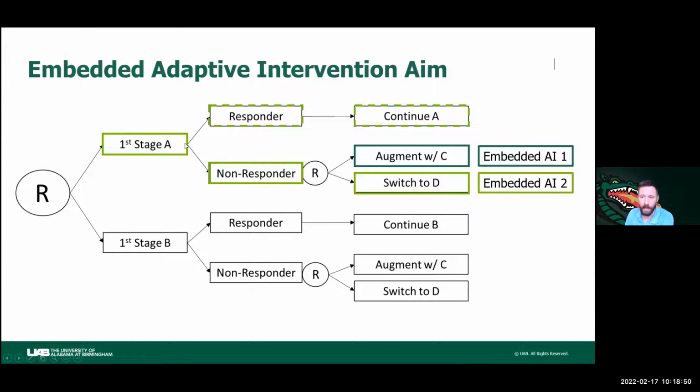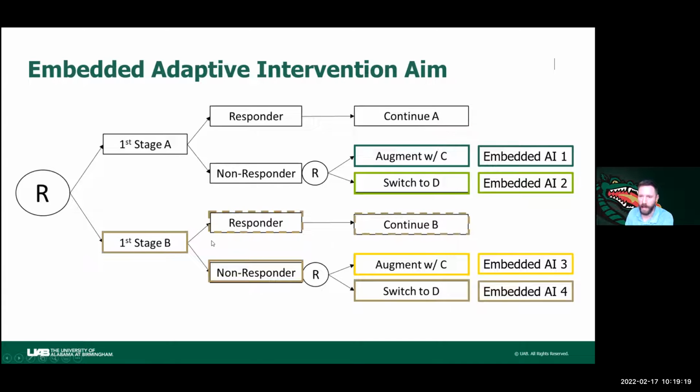All right, so the second embedded AI starts the same way with intervention A. And you can see here that those responders continue with A just like they did in AI 1. So this is that sharing of responders issue that I talked about. The difference here is that non-responders to stage A are then switched to D rather than augmenting with C. The third embedded AI starts with B, responders continue, non-responders augment with C. And then the fourth embedded AI starts with B, but then switches to D. So I've just left the second stage intervention options highlighted here for simplicity, but hopefully now you at least have a little bit better understanding of how a SMART creates these different embedded adaptive interventions within the overall framework of the trial.